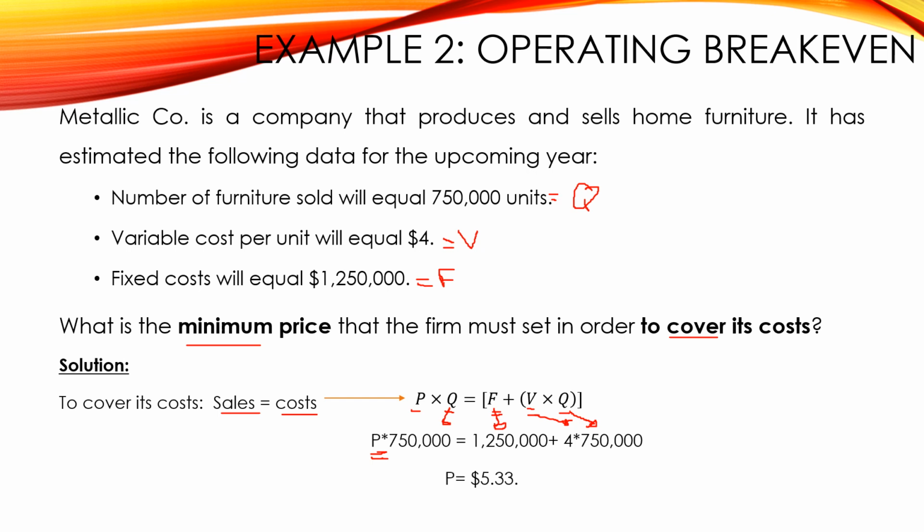As a result, the price will be equal to $5.33. So to cover our costs, we need to sell our products at a price per unit of $5.33. So this is the minimum price that must be set by the company. So the firm must sell at a price that is equal or higher than $5.33 to cover its costs.